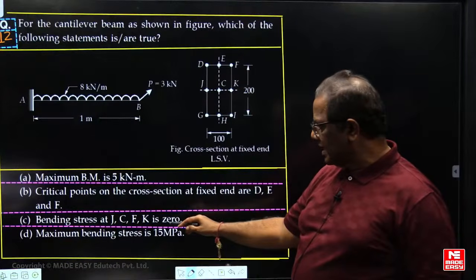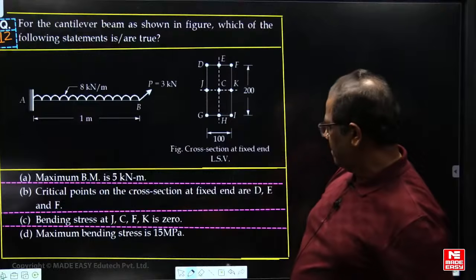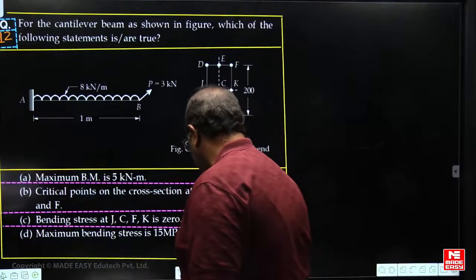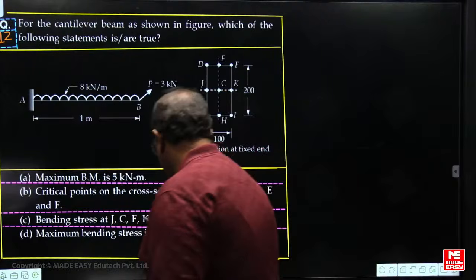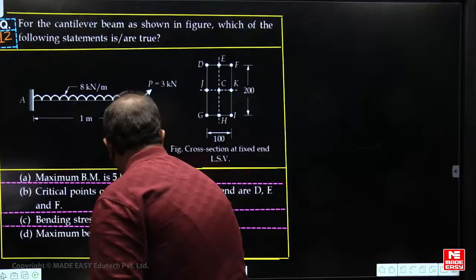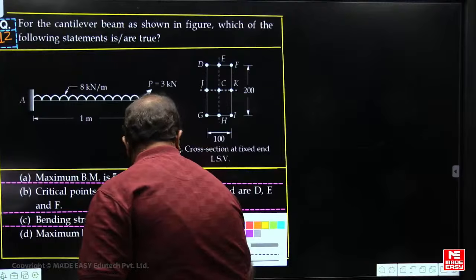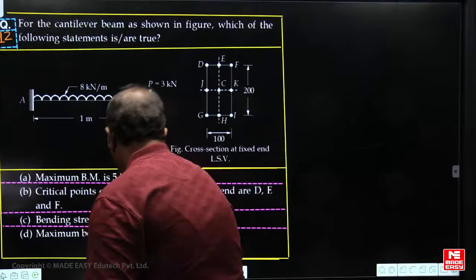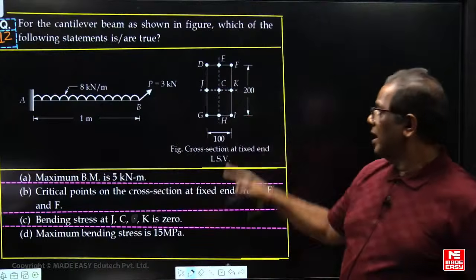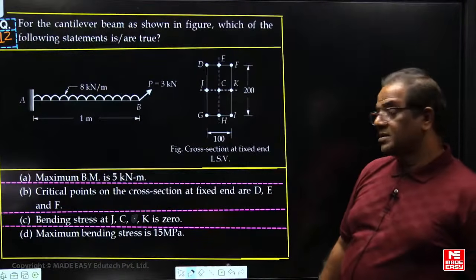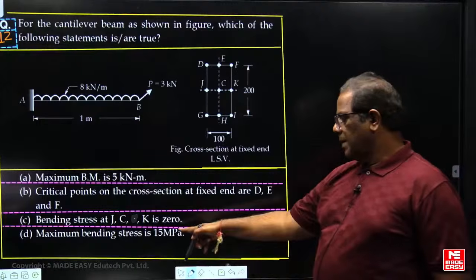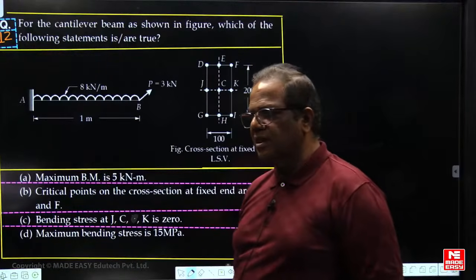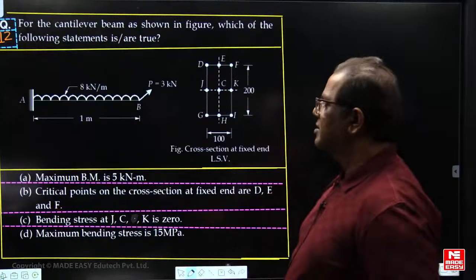And bending stress at J, C, K is 0. At these 3 points, bending stress is given as 0. And maximum bending stress is 15 megapascals. Can you give the answer quickly?